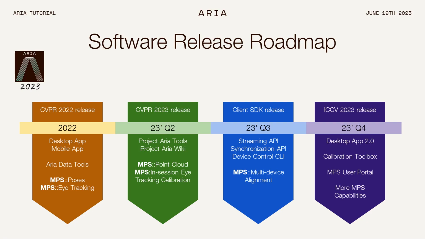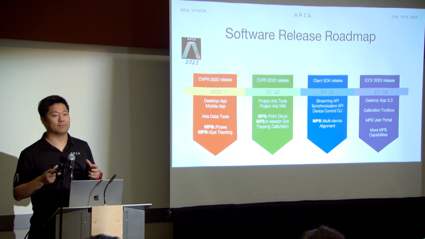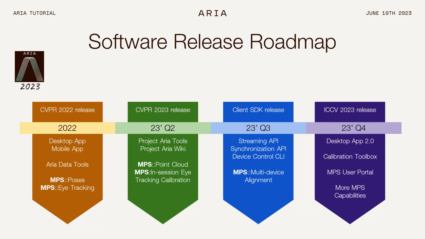In Q3 is the exciting moment where we will release the client SDK, streaming API, synchronization, and device control CLI. We'll also release the multi-device, multi-sequence alignment through the MPS services. Towards Q4 into ICCV, I think we're going to have a major release, which includes a fully revamped desktop app, which is even easier to use, and a calibration toolbox that will enable the user to align multiple Aria glasses and GoPro cameras and other DSLRs, if you want to bring them into the same frame of reference. So you can do this multi-camera setup recording yourself, right?